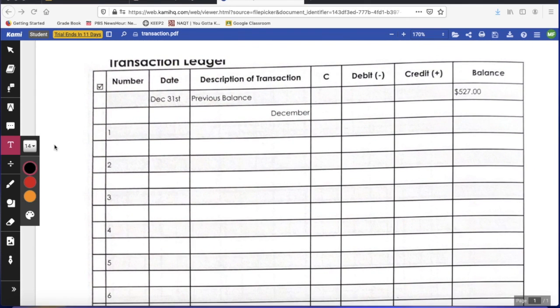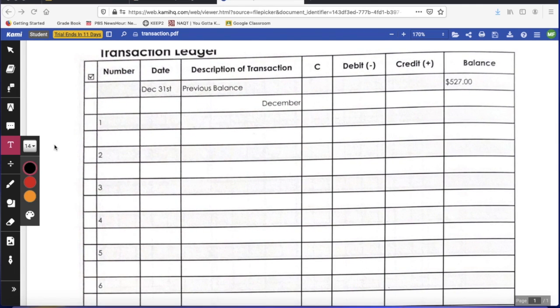Hi guys, again, we are going to be in Kami. I am using this to show you what to do with your transaction ledger. I really want you to write it out using your lovely handwriting skills in the workbook that was given to you a few weeks ago. So we're just going to talk about the transactions that happened to Sam during the month of January. It's really important that you know how to put this in correctly.